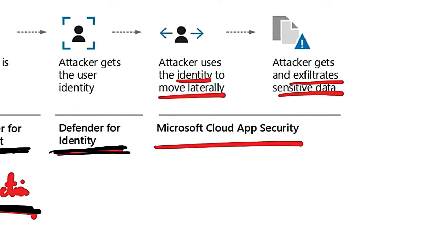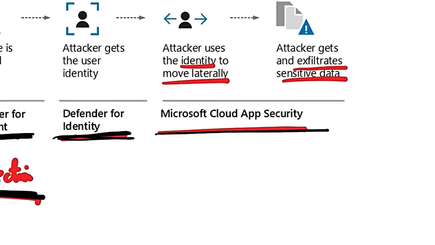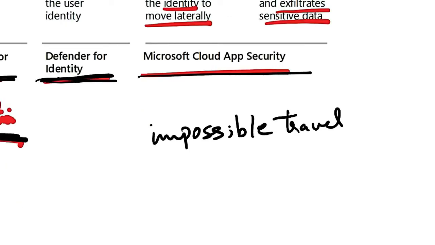And then there is Microsoft Defender for Cloud Apps, MDCA. This usually notices anomalous behavior, like for example, an impossible travel request. That means, suppose I am in the US, I'm trying to log in, and maybe within 5 or 10 minutes, there is another login with my user ID from India.